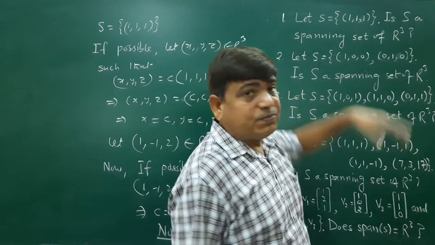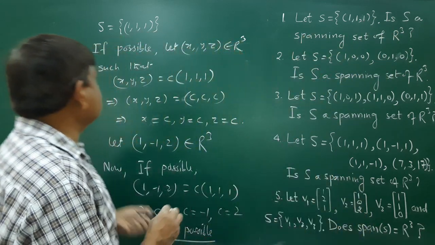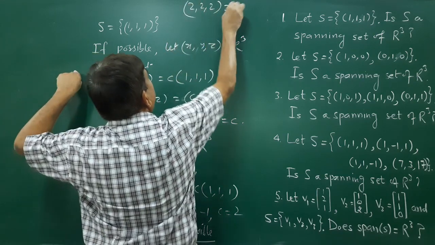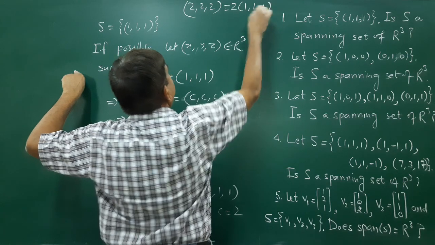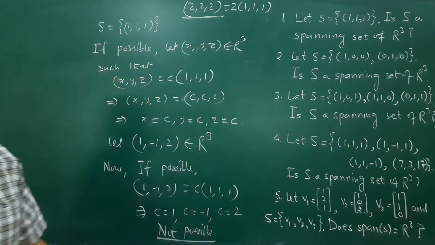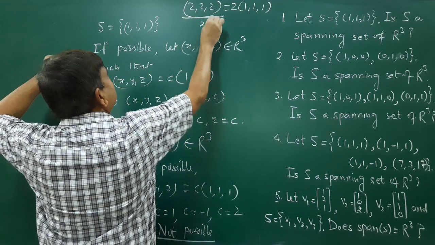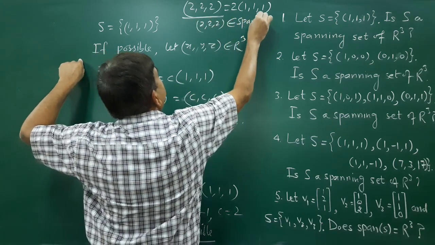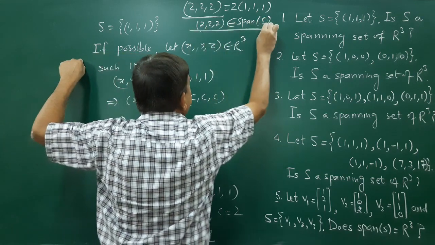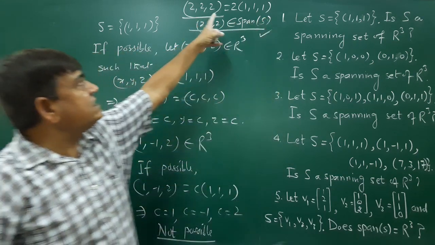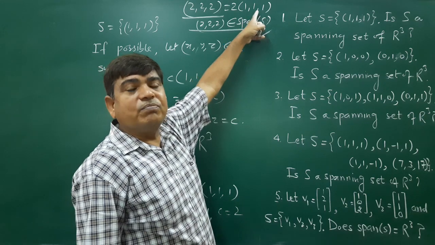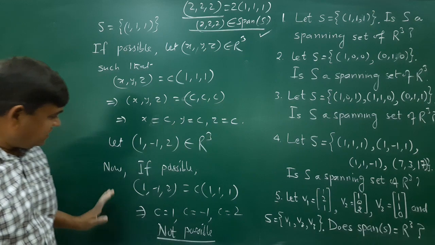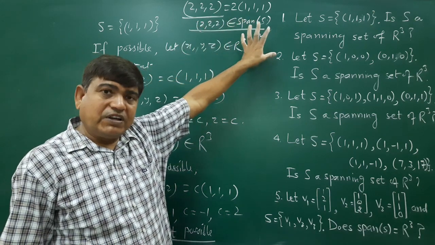This is not the spanning set. But you can write some numbers. Suppose I write (2, 2, 2). This you can write as 2 times (1, 1, 1). So this is a member of span of S. Yes, because I can write this one as a linear combination of this one, but I cannot write every member of R cubed as a linear combination of this one.